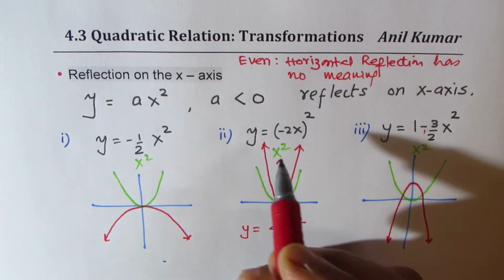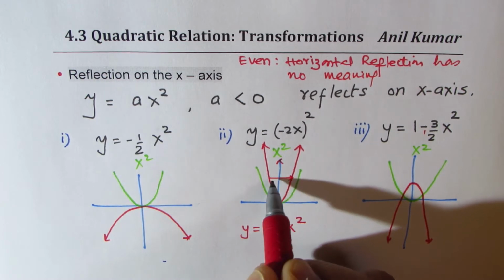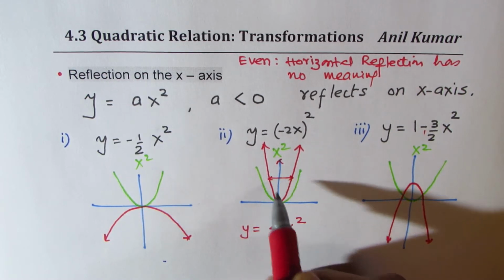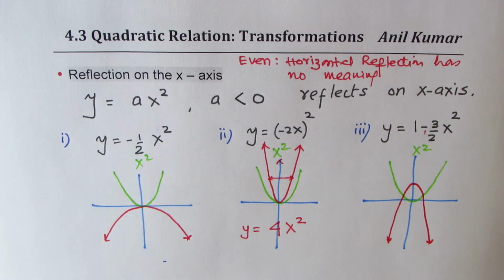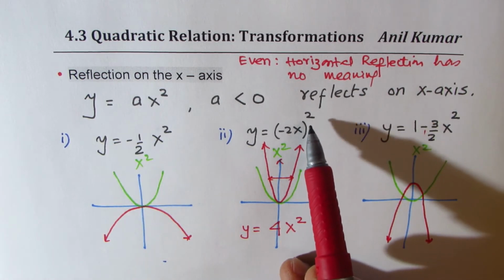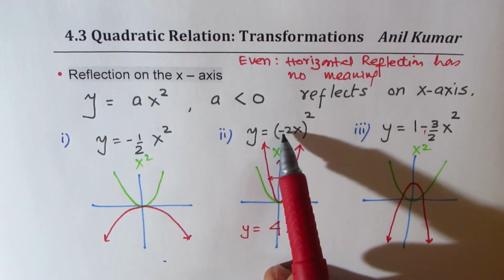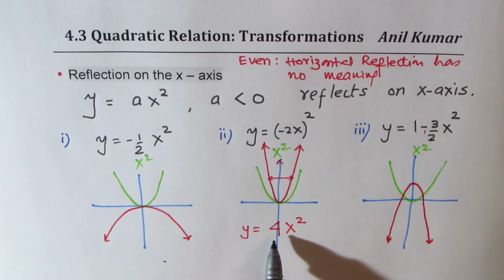Because of the symmetry, right? These 2 parts are the same. So if I reflect, it overlaps. It doesn't make any sense. But the important part here is that an even function makes it positive, so no reflection, but it vertically stretches. Do you see that part? That's very, very important to understand.